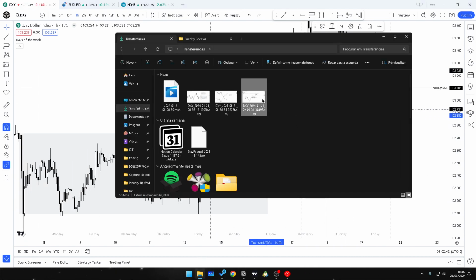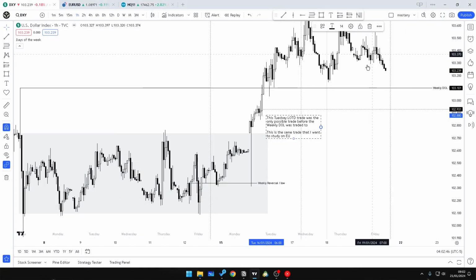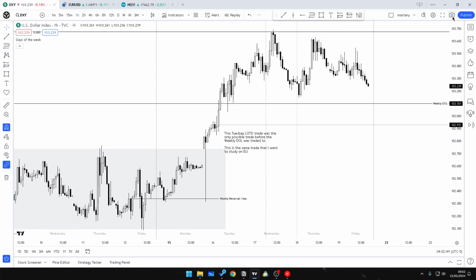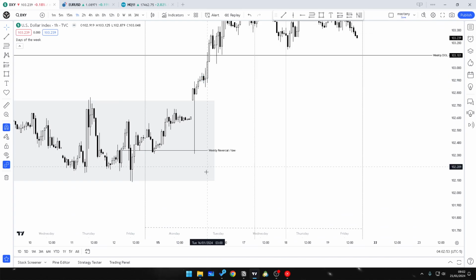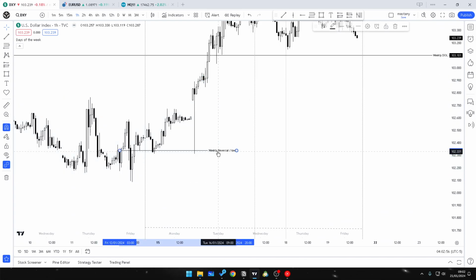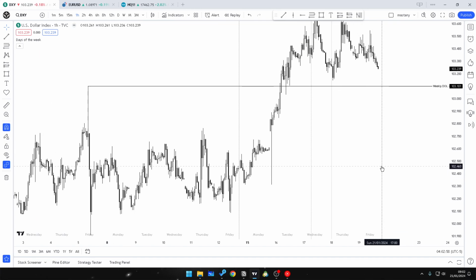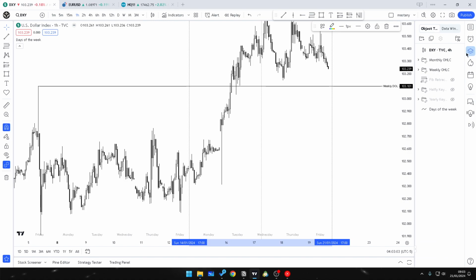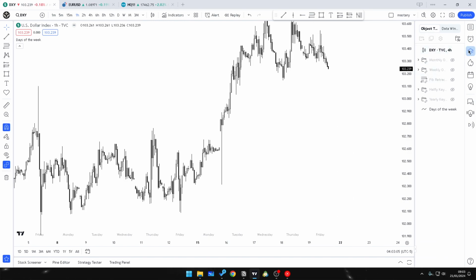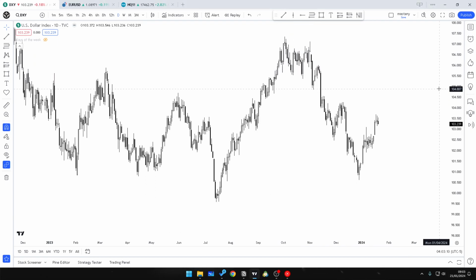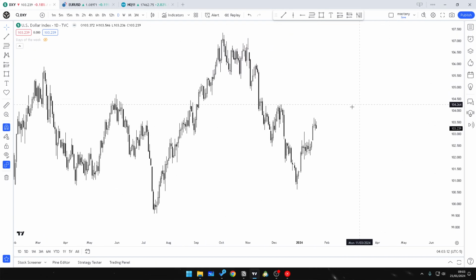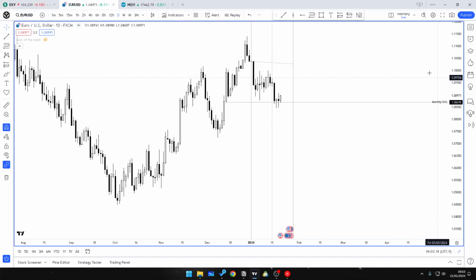Let me just see if I took a print of this. No, I didn't. And that's all for DXY. Was a lot, but now I can go straight right into tomorrow, into EU. It's late for me. No excuses.